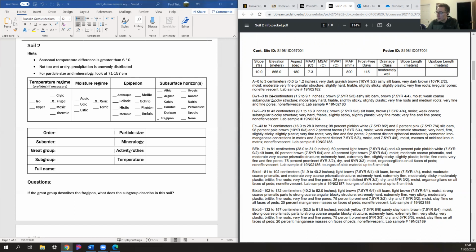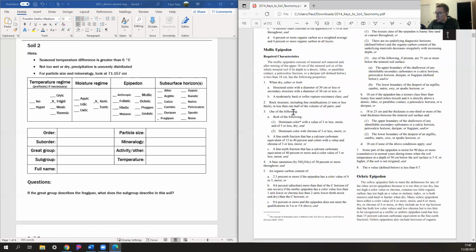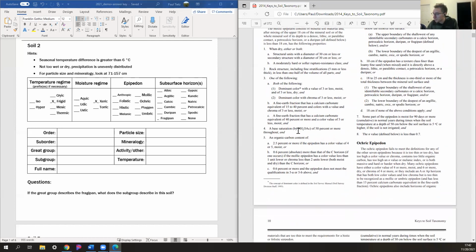Getting down to 23 and then 43 centimeters, we're much lighter. We're 7.5 YR, 5 for the value, 3 for the chroma. That doesn't fit the molic definition anymore. So let's just flip back and keep keying this out. So far we're good with color, at least for the first 3 centimeters.